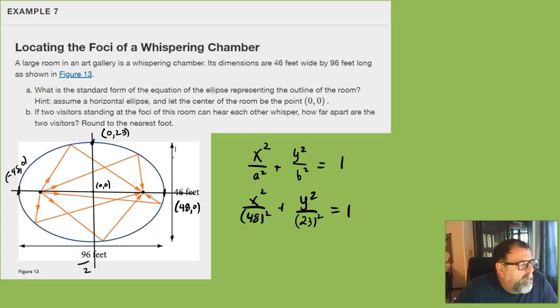If you want to go ahead and multiply those out, you can. You don't have to. So this is 2304. And then this one is 529. Okay, so that's A.